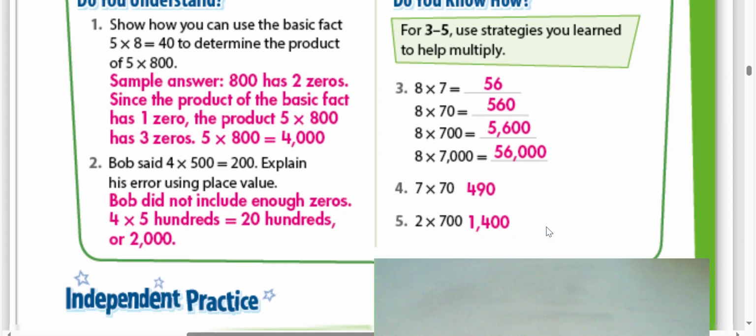Okay. And next, question number 4. 7 times 70. We must put 0, and 7 times 7 is 49. 2 times 700 equals 2 times 7, 14, and then write the 0 behind it. The result will be 1,400.